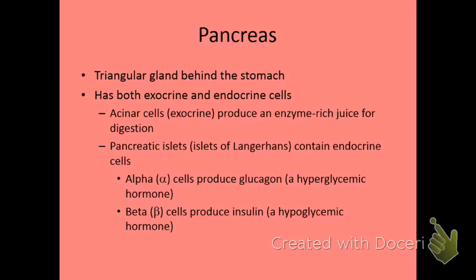Alpha cells produce glucagon, which is a hyperglycemic hormone. Now, hyperglycemic means hyper is a lot, and glycemic or glyco is glucose. So it helps to produce glucose, and it puts glucose in the bloodstream. The beta cells, which produce insulin, help to decrease the glucose in the bloodstream. So the glucagon increases blood levels of sugar, and the insulin drops the blood levels of sugar by helping the glucose get into the cells and be utilized.